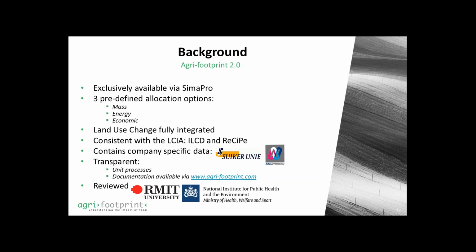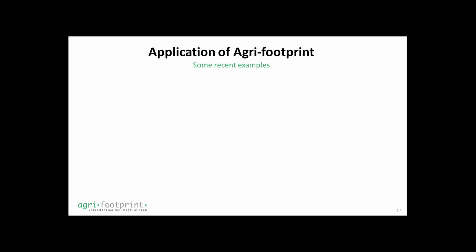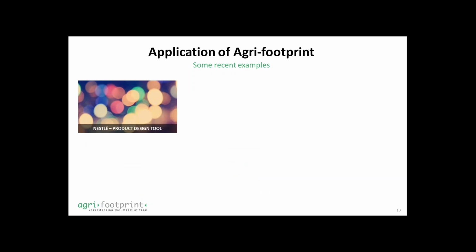This version of Agri-footprint is critically reviewed by the Ministry of Health, Welfare and Sport, and the first version of Agri-footprint was reviewed by RMIT University in Australia. Then, we saw last year some nice examples of how Agri-footprint was used. We are also in contact with Heslay, and they will update the new data of Agri-footprint in their own product design tool for food.